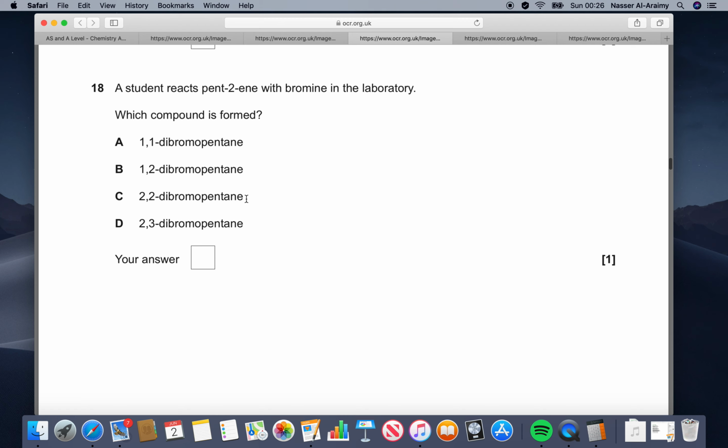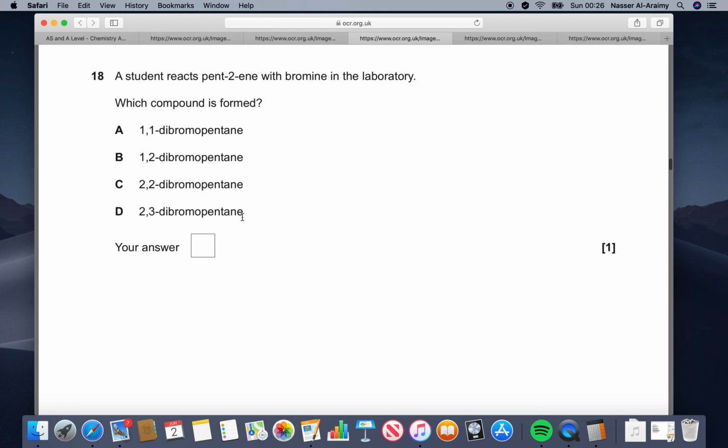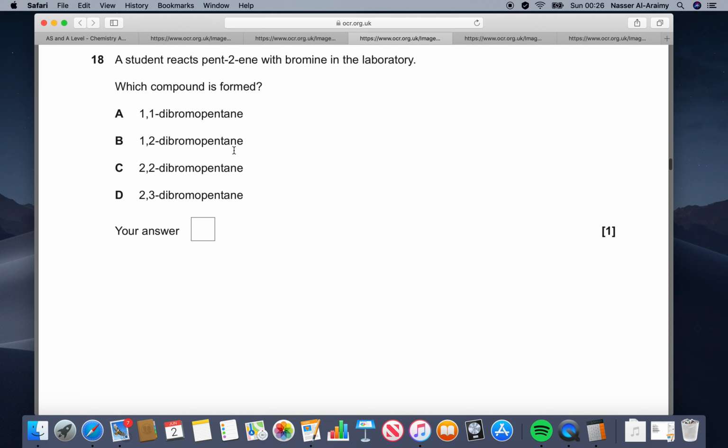And then here you've just got to know all the standard stuff about what is going to be produced depending upon whether things are primary, secondary, tertiary.